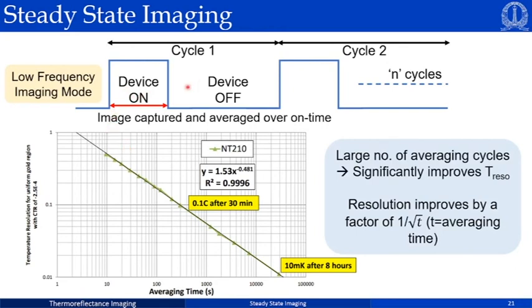As we increase the number of cycles, this significantly improves the temperature resolution. Because if you are averaging over 10 to the power 3 seconds, or more than 10 to the power 4 seconds, you can measure temperature changes as fine as tens of millikelvin. Even 30 minutes of averaging will help you achieve a temperature resolution of 0.1 kelvin. This is important whenever you're looking for very fine measurements.